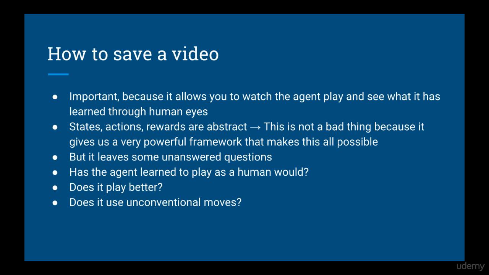Suppose an agent learns to play a video game and can achieve a good high score. You might be curious if the agent has learned to play the video game like a human would, or maybe it does even better. Maybe it uses some unconventional moves that a human would probably not do. These are the things we would like to know.